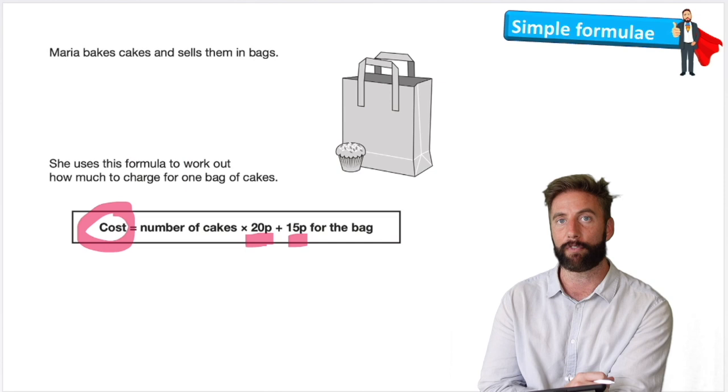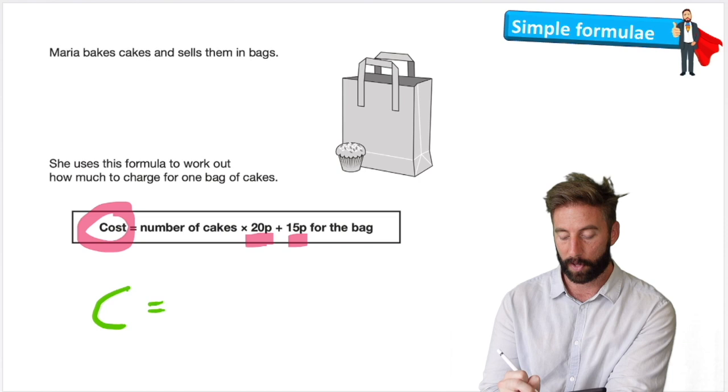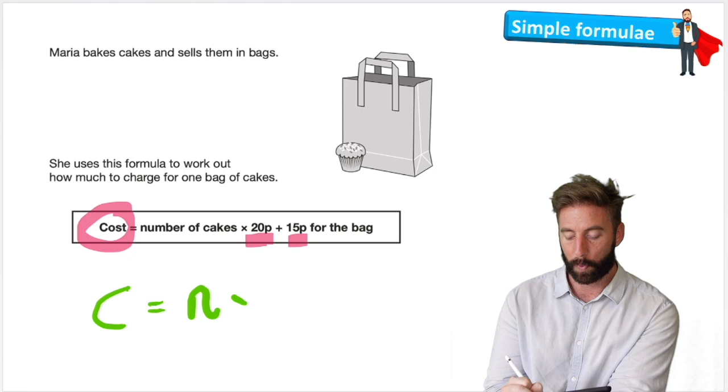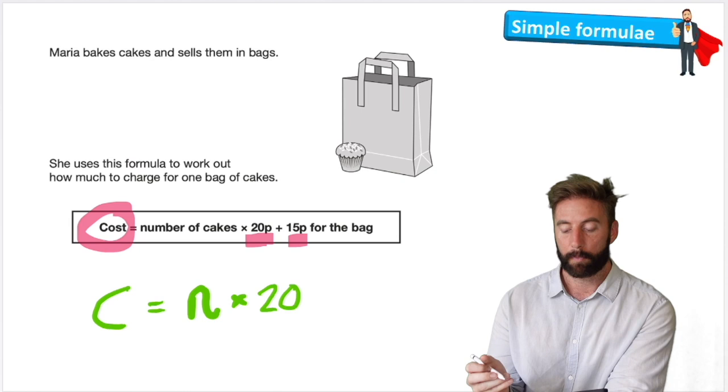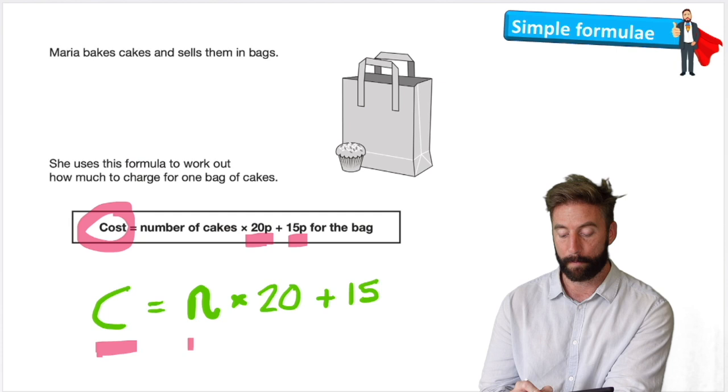So my formula is going to have to start with C equals, and then let's think back to our previous example when we had a quantity, we used the letter n. So I'm going to do that again, almost like for number of cakes. So n times 20, the number of cakes times 20 pence. But then remember, we have to plus this 15 every time because we have to pay for the bag. So this is what my formula would look like. The cost is equal to the number of cakes sold at 20 pence each plus 15 pence for the bag.